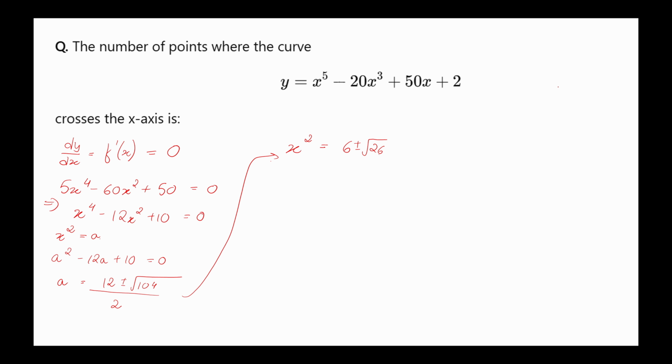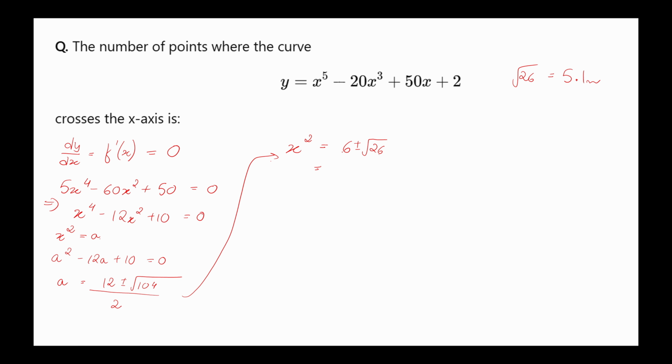Now I'm going to draw the curve just to find out at what points it crosses the x-axis. So I'm going to take approximate values of x so that I can find out at what approximate points I'm getting my local minima and local maxima. So my x square is this. What can I say about root 26? What is the value of root 26 going to be? It is obviously going to be more than 5, however less than 6, so it is going to be very close to 5, right? So 5.1 something.